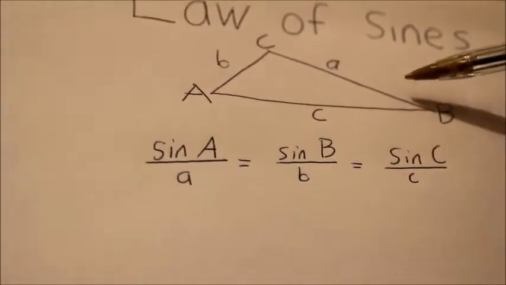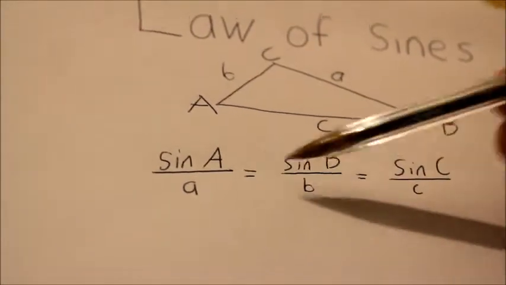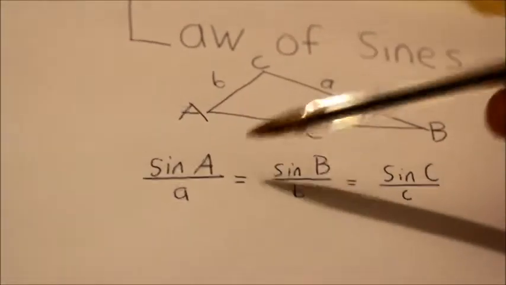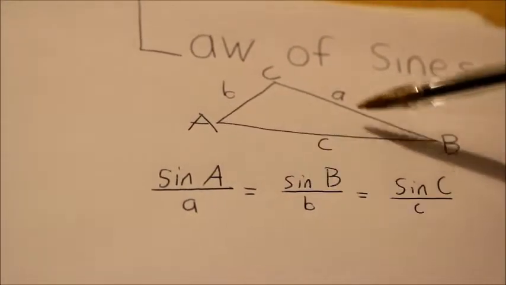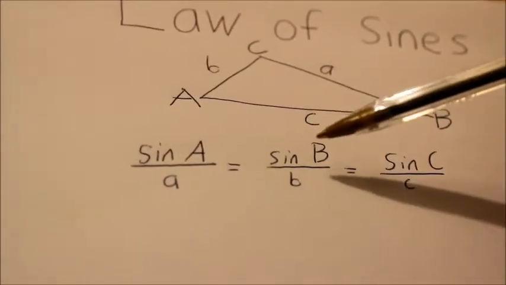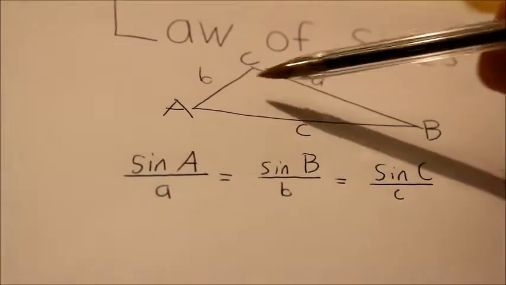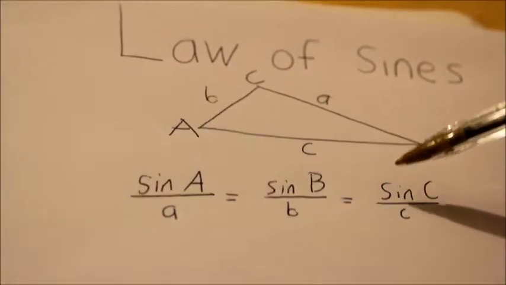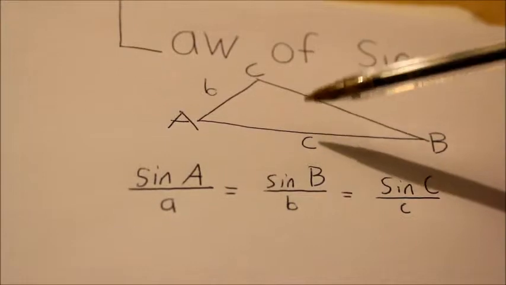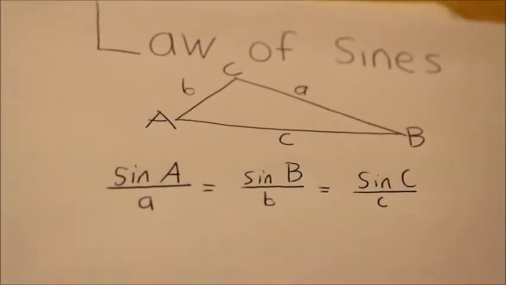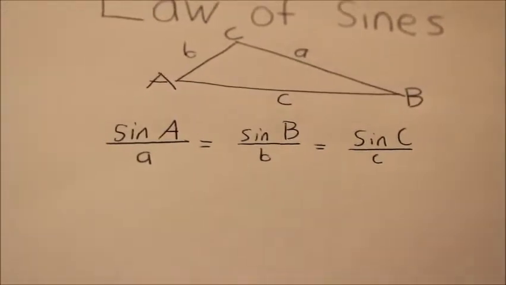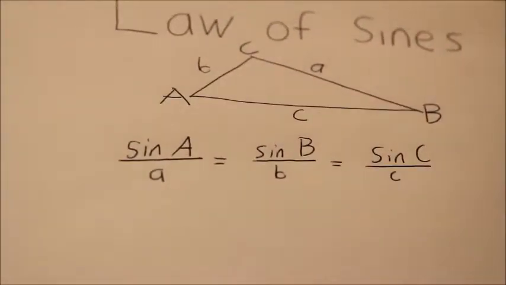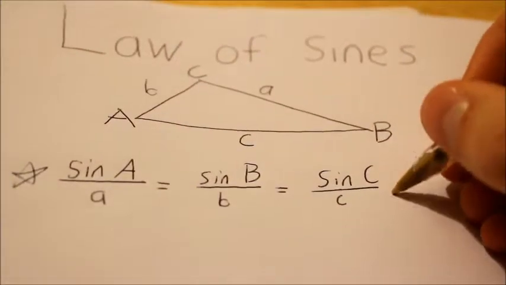Now displayed below the triangle is the equation for the law of sines. As you can see, the sine of the angle A divided by side A is equivalent to the sine of angle B divided by side B, which also equals the sine of angle C divided by side C. This equation is arguably the most important part of this lesson. Therefore, it is important that we have this written down in our notes.